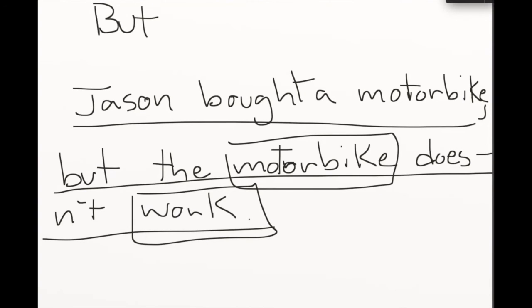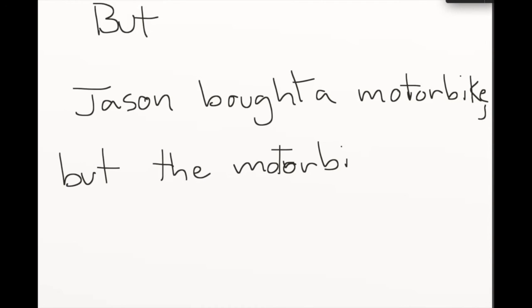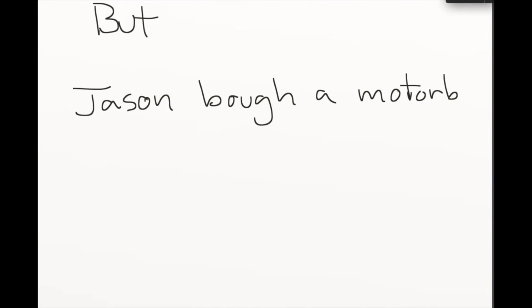Okay, so here we have the motorbike doesn't work. And we have two full sentences again, so yes, we use a comma after the first motorbike. Jason bought a motorbike. That is a full sentence. But the motorbike doesn't work. And yes, the motorbike doesn't work is a full sentence.